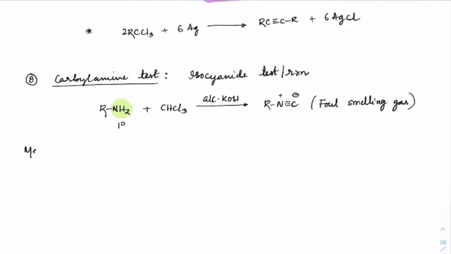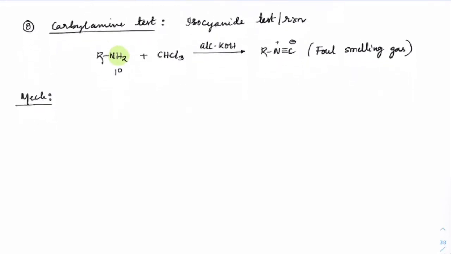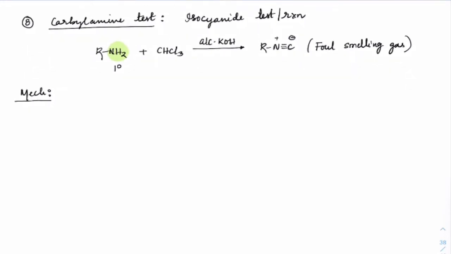Let us see the mechanism now. Keep writing with me. When we say alcoholic KOH, I told you this before also. If you have C2H5OH plus OH minus, it is in equilibrium with C2H5O minus plus H2O. These two, OH minus and C2H5O minus, compete with each other in terms of their basicity and nucleophilicity.